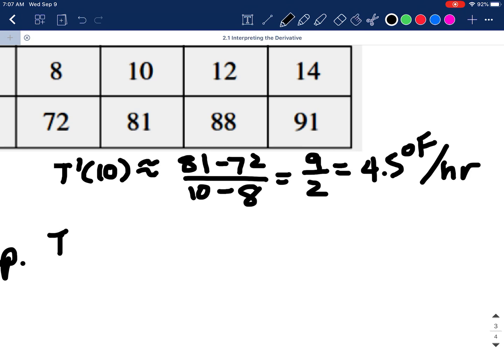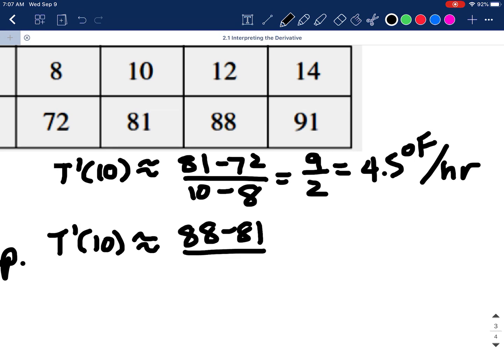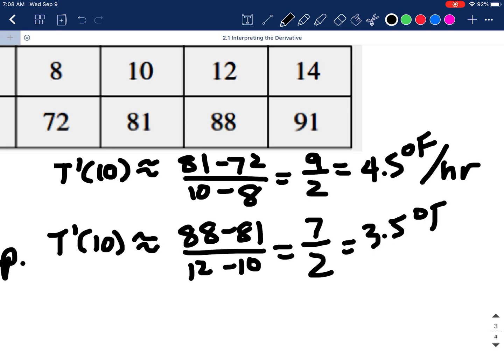But I could also have done it from the right. So that would give us 7 over 2, which is 3.5 degrees Fahrenheit per hour. So again, different answer, but they're both estimates. They're both going to be estimates that we want to use. And we don't really know which one's going to be the more accurate one, because we would need to know more information about the function.